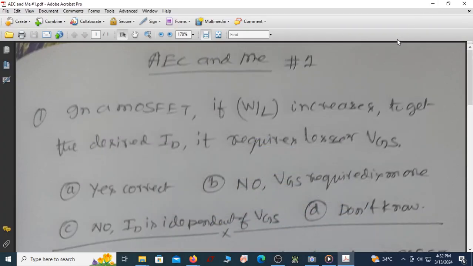Hi students, so let us try to understand a few more MOSFET basics in these videos.